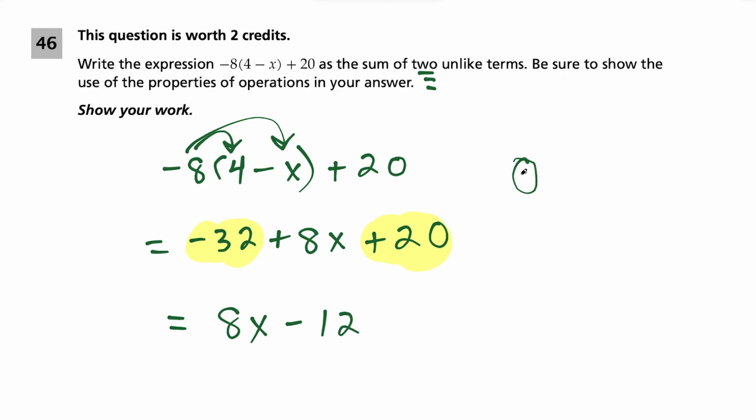The math that I'm doing in my head is instead of doing negative 32 plus 20, I'm doing negative, and then in parentheses, 32 minus 20. 32 minus 20 is 12, so we get negative 12. And now we can just record our answer.